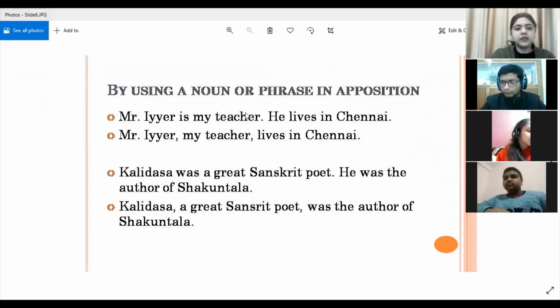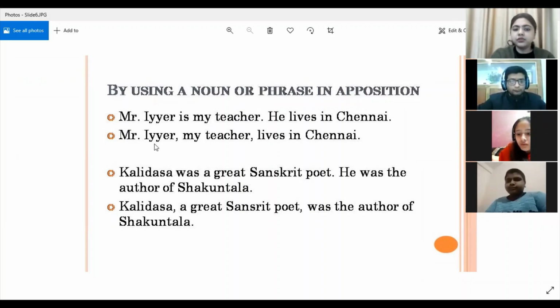Yes, next is by using a noun or phrase in apposition. Now, what is the meaning of noun or phrase in apposition? That means when you are using two separate descriptions for the same person. Okay? Like, for example, here, Mr. Iyer is my teacher, he lives in Chennai. So, Mr. Iyer, then comma, my teacher.